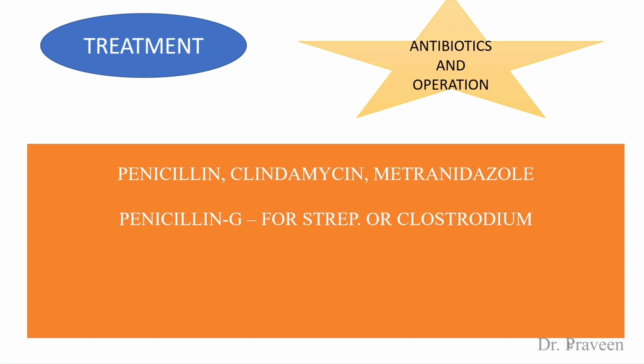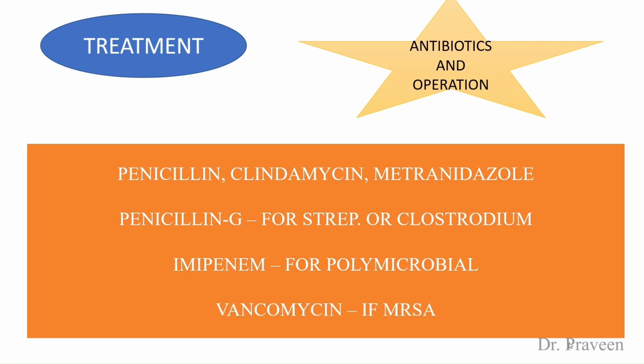Penicillin G for Streptococcus or Clostridium. If it comes as monomicrobial, then penicillin G will help us to treat the Streptococcus or Clostridium. Imipenem will help to treat the polymicrobial, and vancomycin if MRSA culture is isolated. So this is about necrotizing fasciitis.